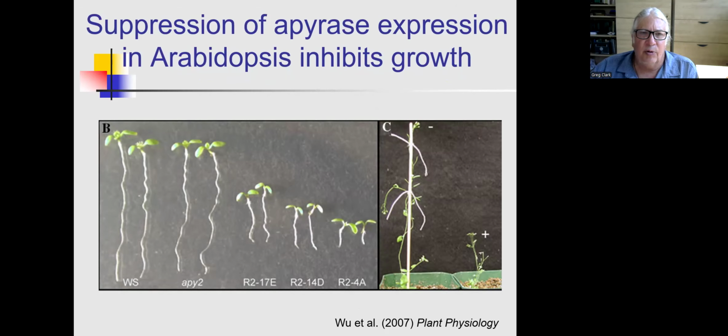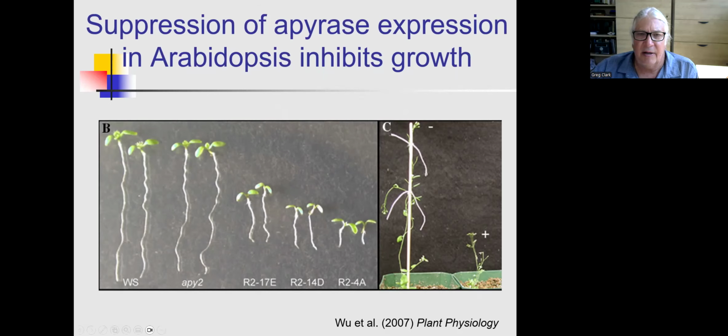So here you're looking at 3 different RNAi lines, and also the single knockout for APY2. What you observe is that the single knockout has slightly shorter roots, but clearly when you suppress the expression of APY1 in the background of the APY2 knockout in these 3 different RNAi lines, you greatly inhibit root length. Over on this side, you can see the mature plant is a dwarf plant.